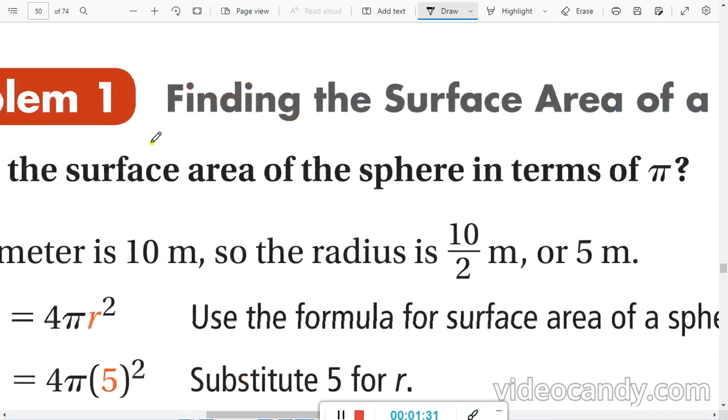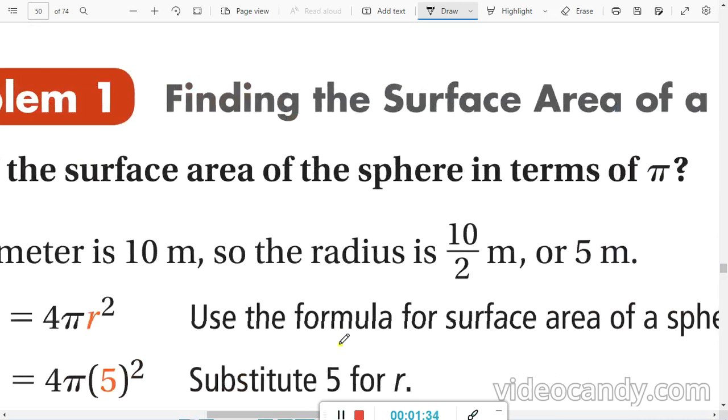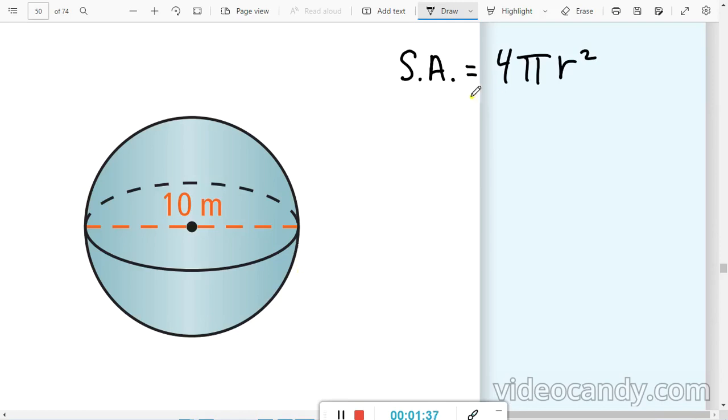Problem 1, what is the surface area of the sphere in terms of pi? Let's take a look. We have our surface area formula, 4 pi r squared. Here is our sphere, and we can see this is not a radius, but a diameter. It goes all the way through from one end to the other, through the center. So the diameter is 10. We need the radius. So the radius is just half of the diameter, half of 10, which of course is 5.